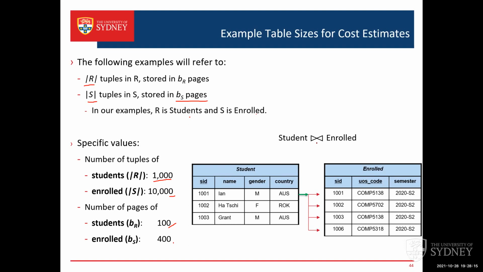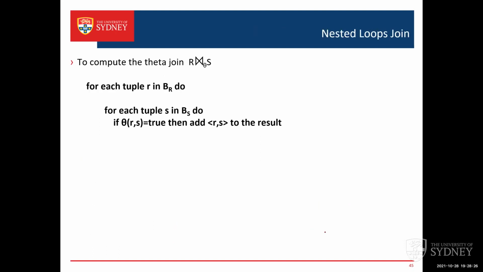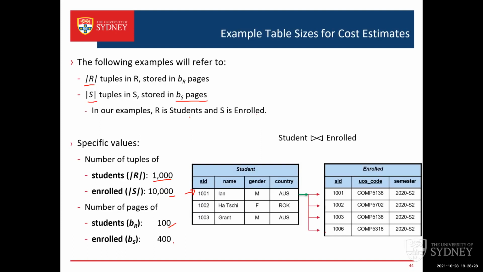Okay, so we know how this one works, right? We first take the first row from the first table and compare that one with all of the rows. So we start by taking one row, compare it with the first row, then the second row, then the third row, then the fourth row. That's how we compare whether the values are the same or not.